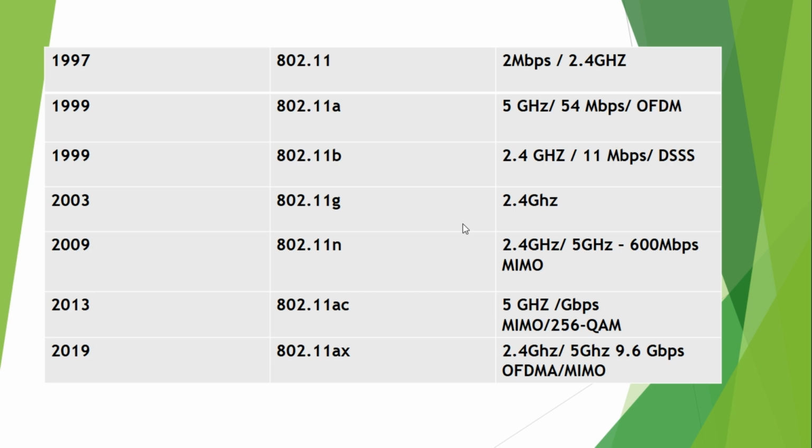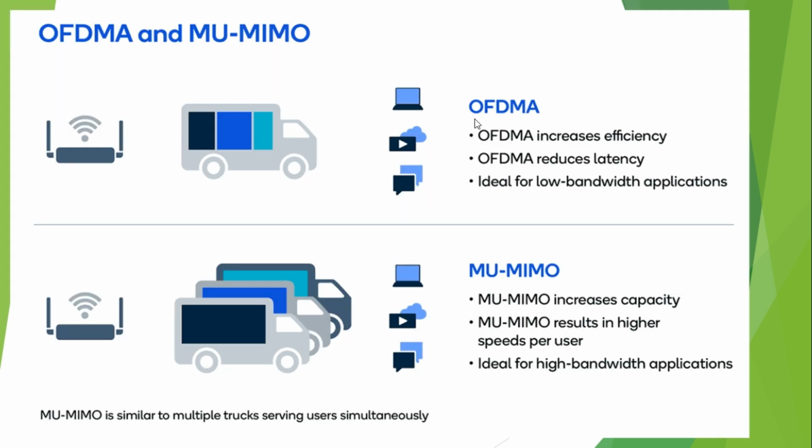What is the standard? The standard is 802.11. What standard are we on now for modern Wi-Fi? 802.11ax. Okay. So OFDMA increases efficiency, reduces latency, ideal for low bandwidth applications. MIMO increases capacity, results in higher speeds per user, ideal for high bandwidth applications. Honestly, I know I didn't do enough justice, but I'll leave it up to you guys. You can go and study OFDMA or MIMO and try to tell me exactly how it works, what it means, so to speak. But we'll leave it there.